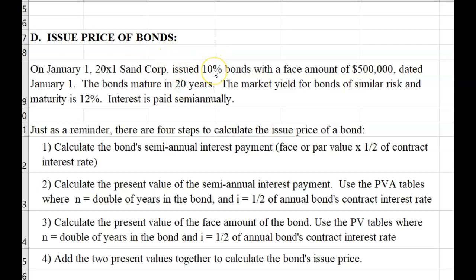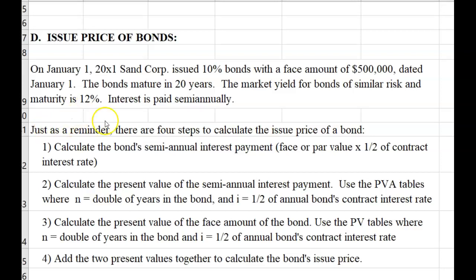The annual contract interest rate is 10%, so the semi-annual contract interest rate is 5%. The annual market interest rate is 12%, so the semi-annual market interest rate is 6%.